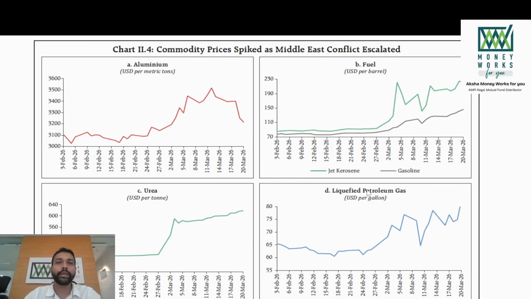The next slide is about commodity prices getting impacted due to this escalation. Jet kerosene prices have increased, gasoline prices have increased, liquefied petroleum gas has increased, and urea prices have increased. There is a decrease in aluminum prices, as there is a fear of recession or a slowdown in industrial activities, which has impacted aluminum prices.